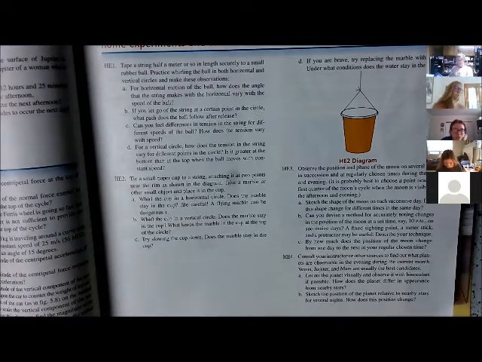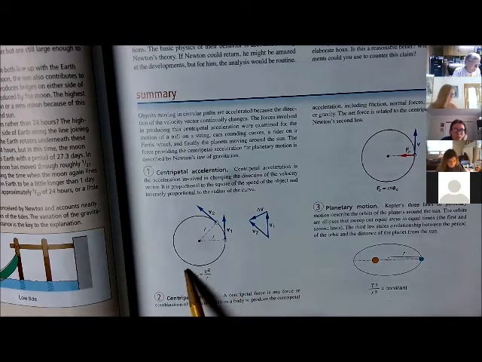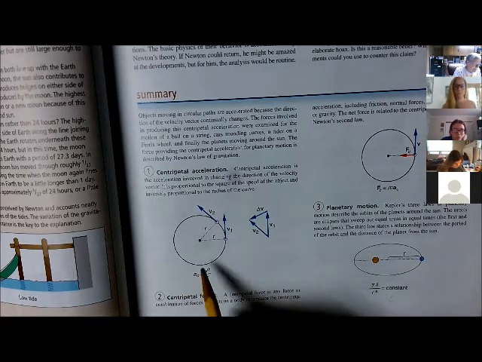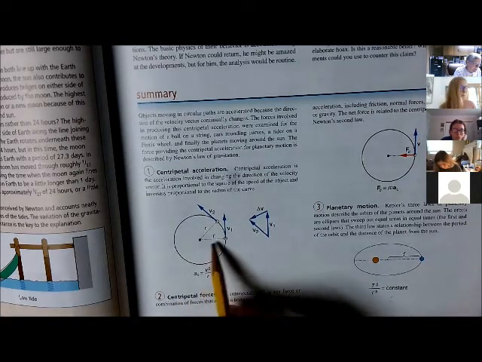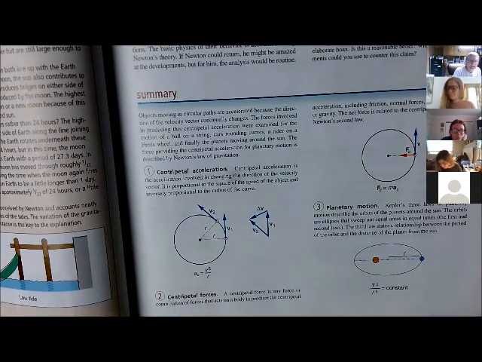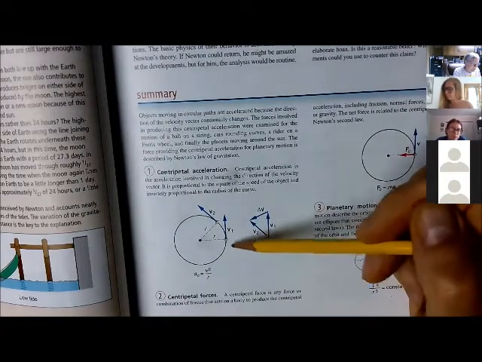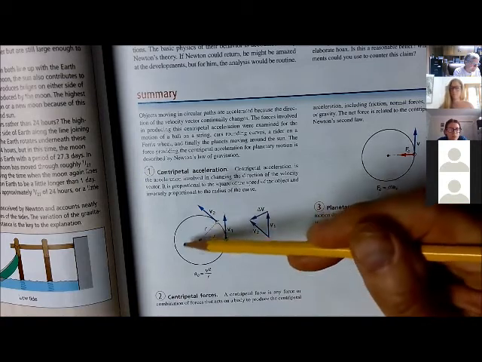Okay, so we were going to go over this. The first thing we started out with in chapter 5 was the idea of centripetal motion: an object going around another object at constant speed. The speed is constant, but notice the direction changes. So the velocity changes, but the speed doesn't.